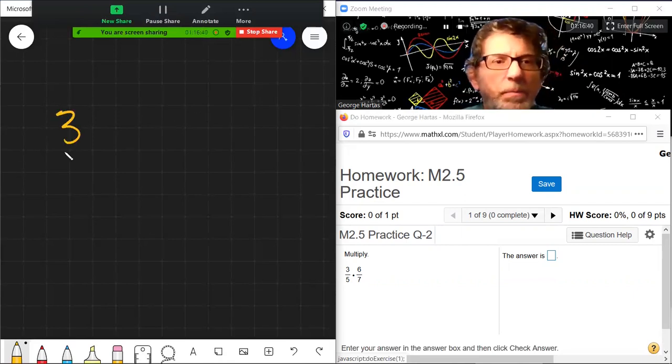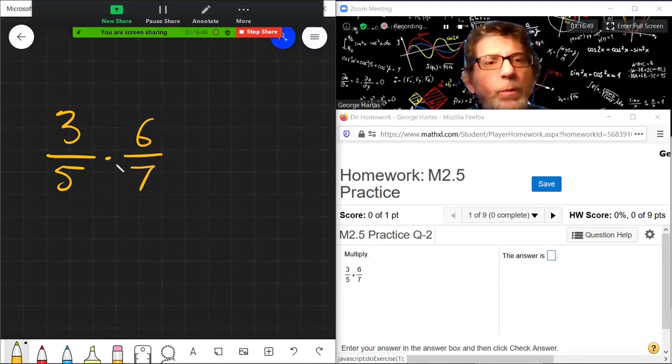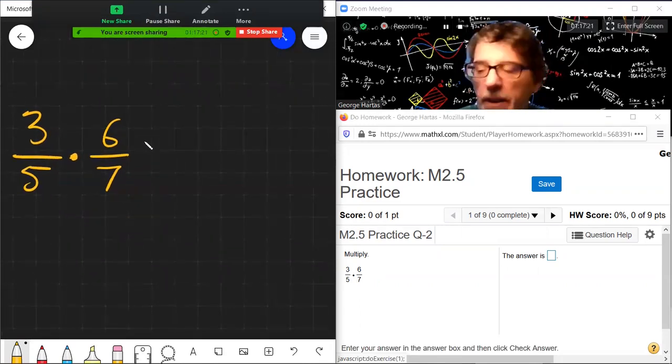So we have 3/5 times 6/7. Now, one thing I want to mention here, and it's also in the help, is that when you're multiplying fractions, you can think of this multiplication dot between two fractions as a bridge between the fractions. You can think of this as like this, and then the multiplication here. So I'll do this once or twice, but I think you'll understand the concept here.